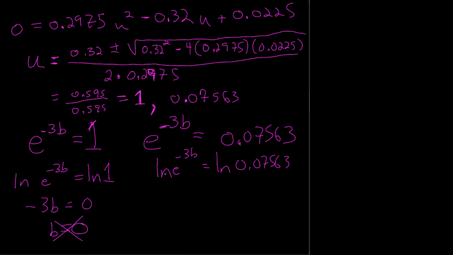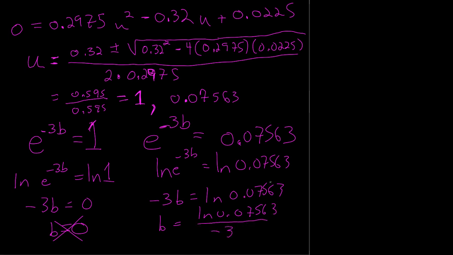And so ln e cancels, leaving me with negative 3b equals the natural log of 0.07563, or b is equal to ln 0.07563, all divided by negative 3. Well, that's a calculator moment.